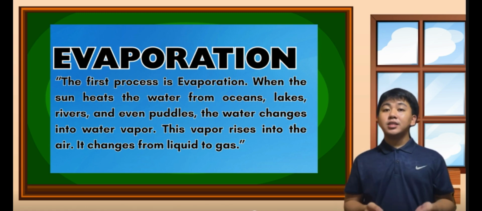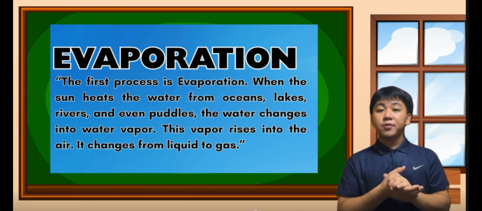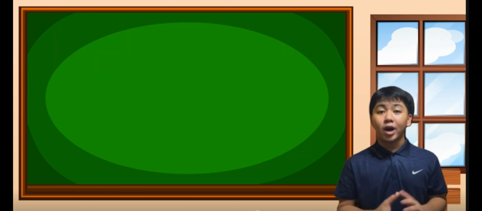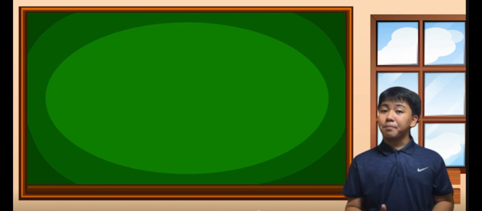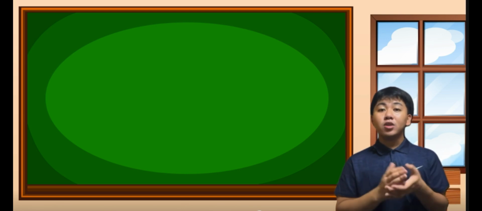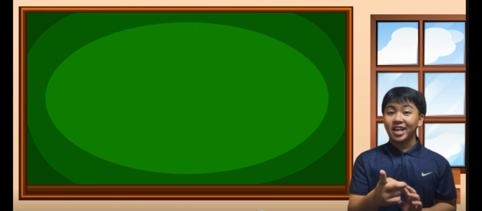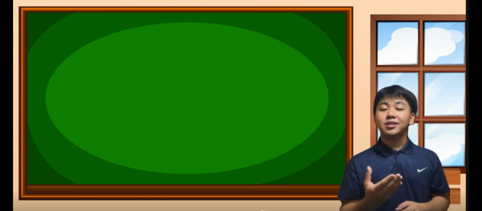This vapor rises into the air. It changes from liquid to gas. So have you noticed when a wet floor dries, the water did not disappear. It evaporated into the air. So what causes evaporation? Yes, it's the heat from the sun.